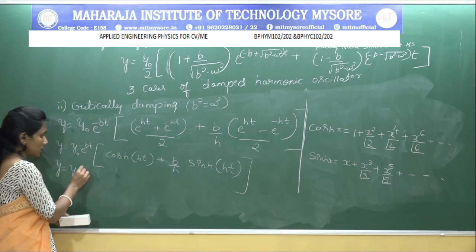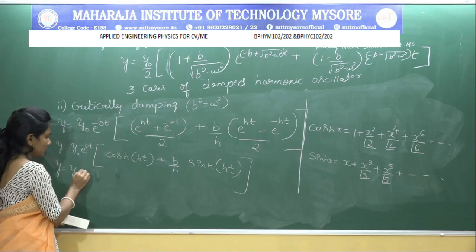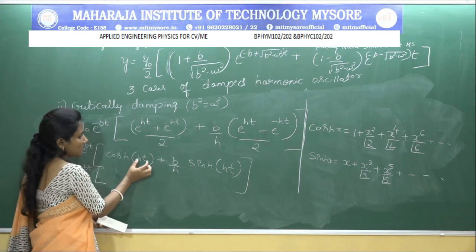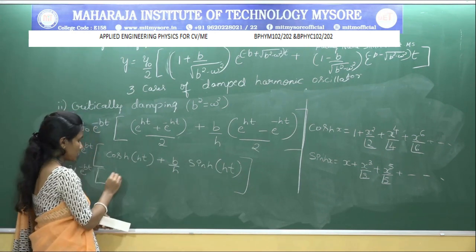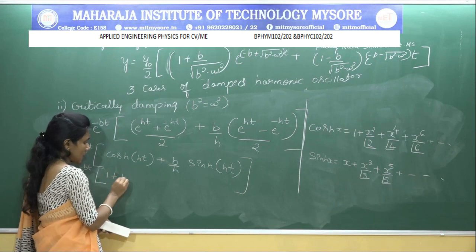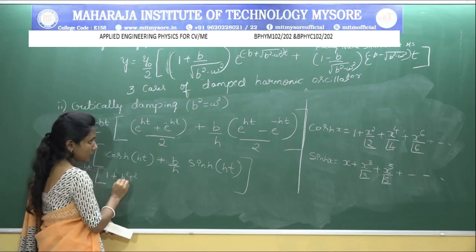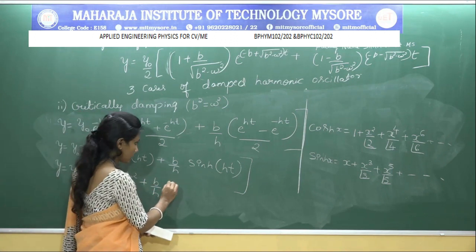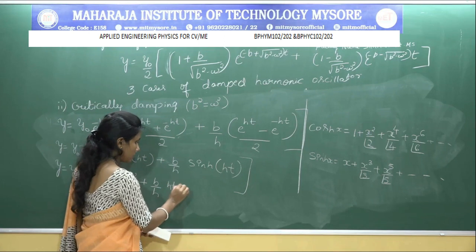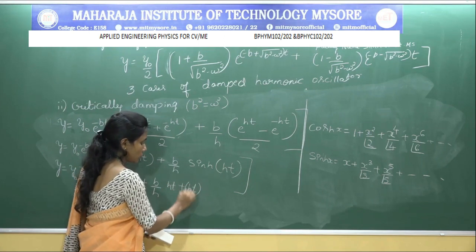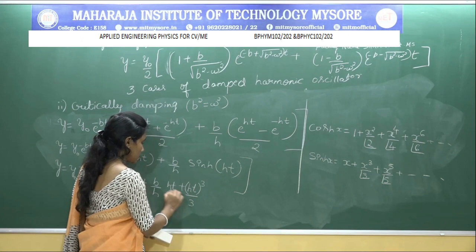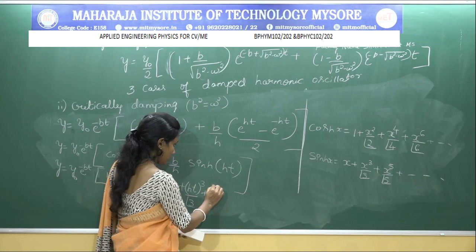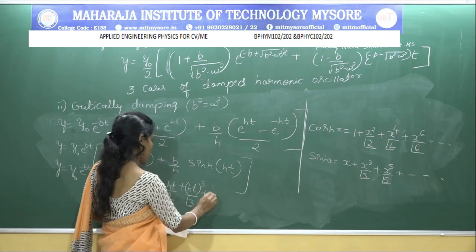So if we put those values in this, then in the place of x we have ht, so we get cos hyperbolic ht equal to 1 plus h square t square by 2 factorial, plus b by h times (ht plus ht whole cube by 3 factorial). So this is 1 factorial, and so on.